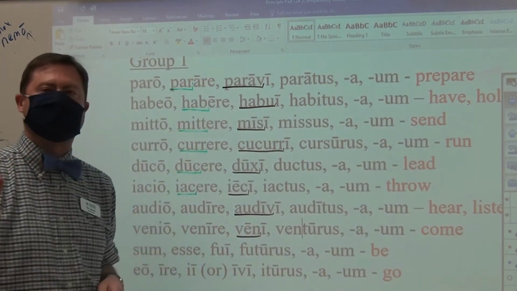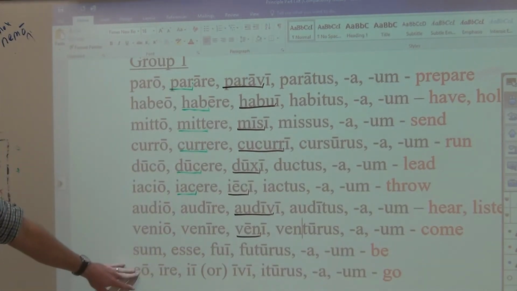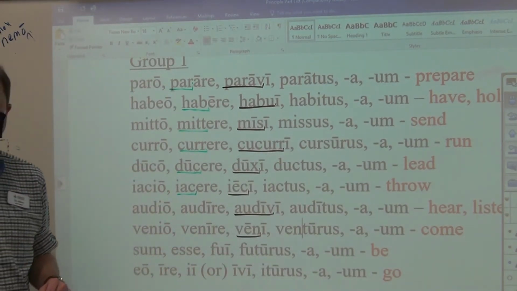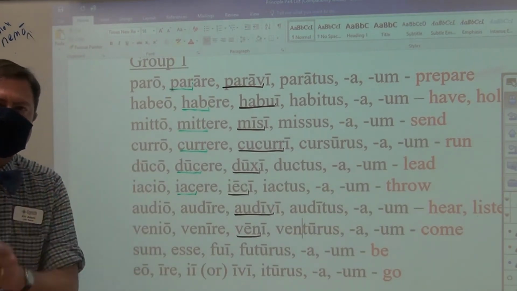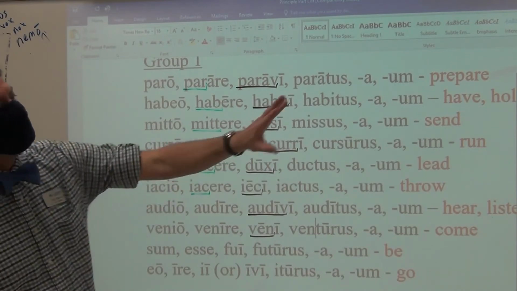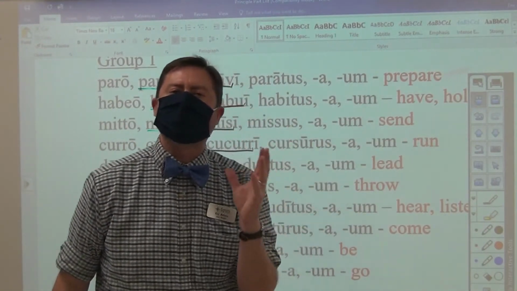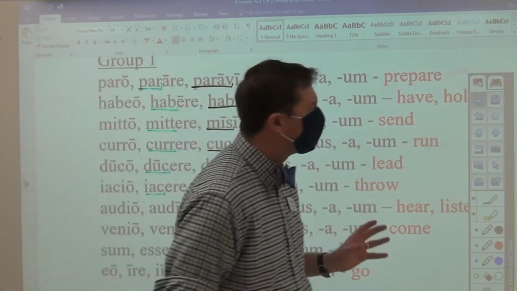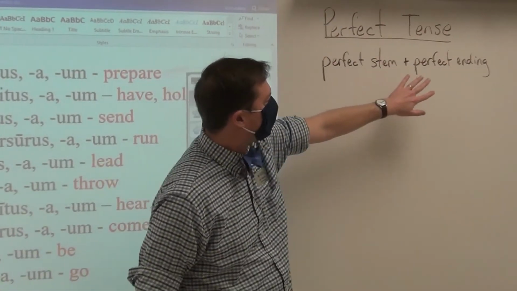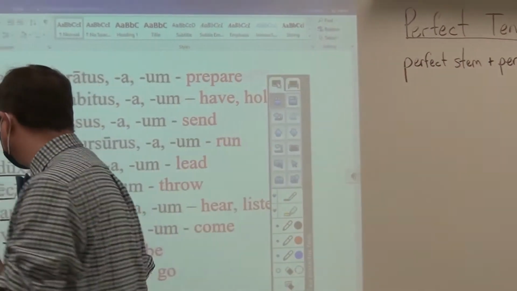Now, this is the beautiful part concerning the perfect tense as well. Sum, esse, and eo, ire are irregulars. And in the present tense and the imperfect tense, you would just have to memorize the forms. When it comes to the perfect tense, irregulars also follow the rules. And the rules are you take the perfect stem and you add your perfect endings. Even irregulars follow that rule.